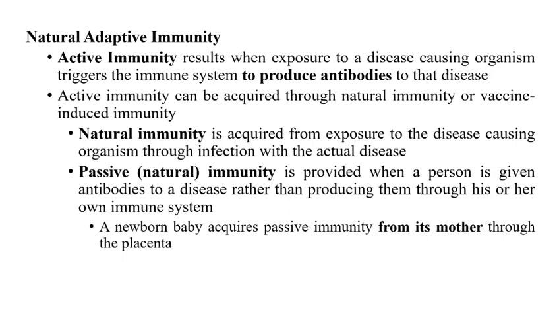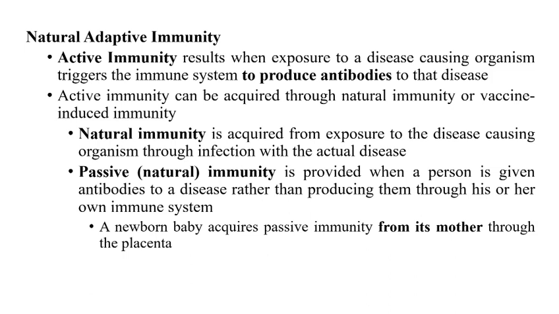Natural active immunity is acquired from exposure to the disease-causing organism through infection with the actual disease. So when an individual is infected with a particular pathogen which was not controlled by the immune cells of the innate immunity, then this natural immunity will work, where the B cells will produce the antibodies or the T cells will produce specific T cells to remove those particular pathogens.